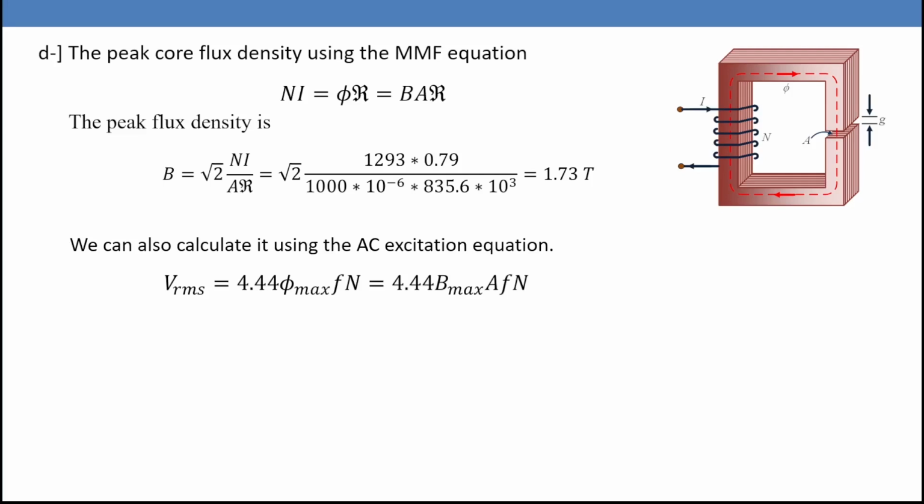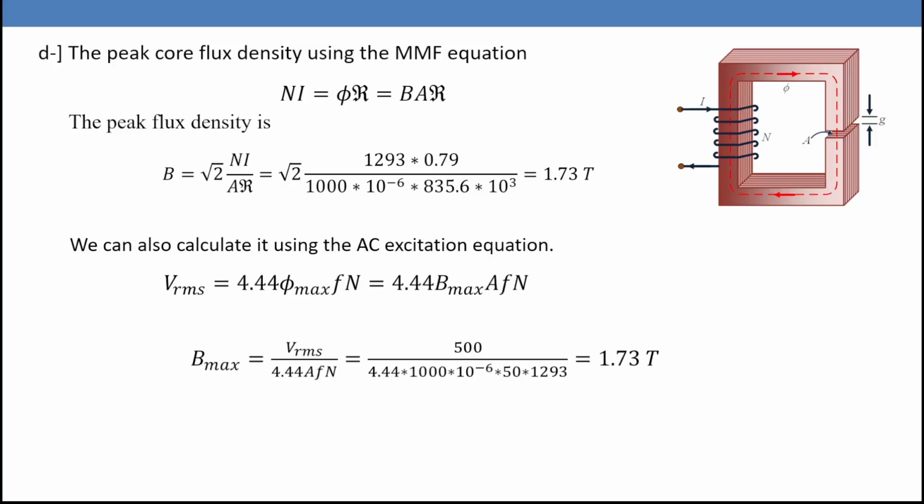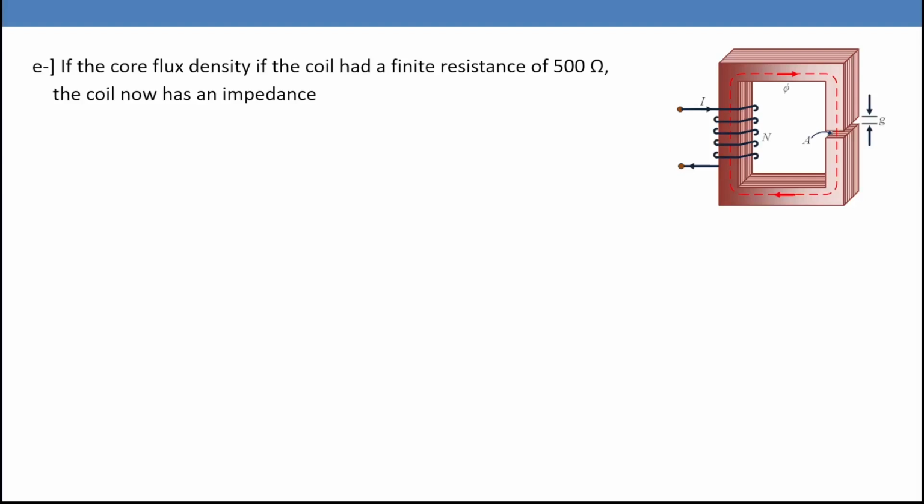Yes, we can use the AC sinusoidal excitation, where VRMS equals 4.44 phi maximum Fn, and phi maximum equals B maximum area. So, B maximum equals VRMS over 4.44 area multiplied by Fn. So 500 over 4.44, 10 times 10 to the power minus 6, 50 Hz, 1293 turns. That one is going to give you the same value for the peak flux calculated from the MMF equation, 1.73 Tesla. What is the flux density if the coil has a finite resistance of 500 ohm?